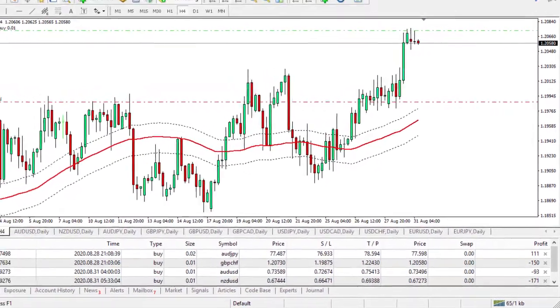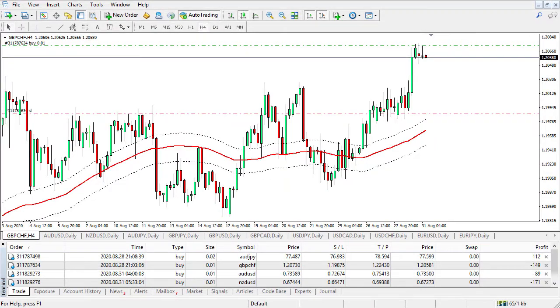Therefore, in line with the trade setup identification rules of our trend-following forex trading strategy, I immediately switched to the 1-hour chart of the GBP CHF currency pair to look for long trade setups in the direction of the prevalent bullish trend on the pair's daily and 4-hour time frames.